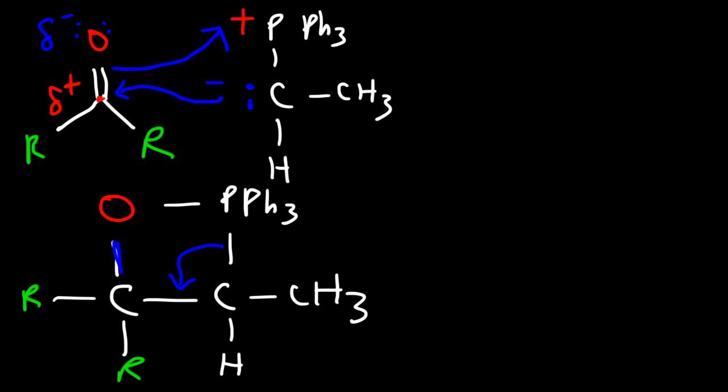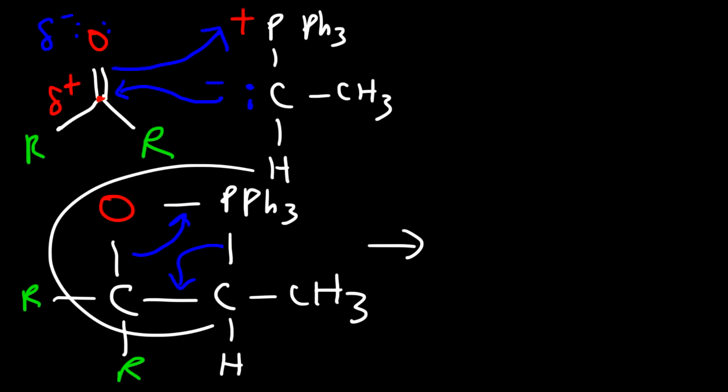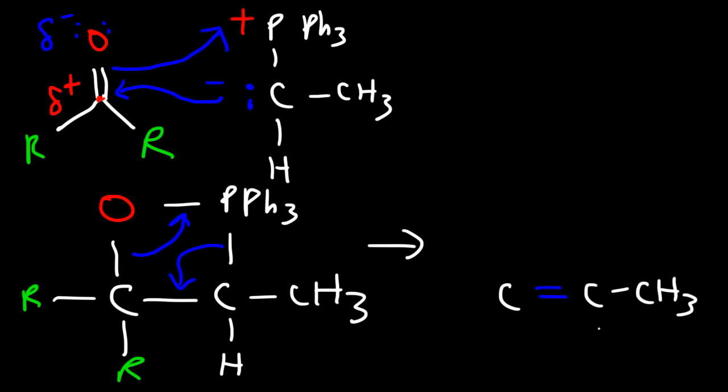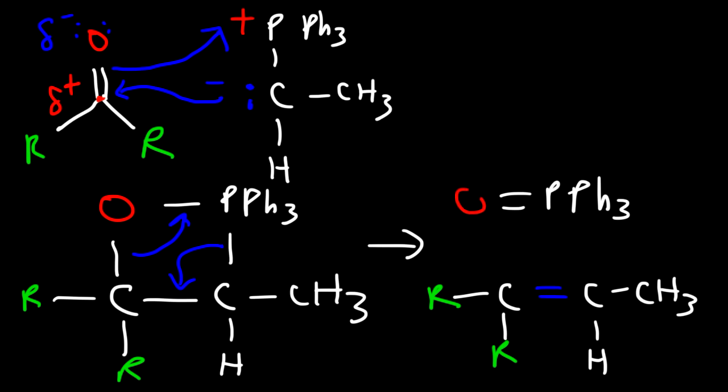Likewise, when this bond breaks, those electrons are going to go towards the more electronegative oxygen atom because oxygen is more electronegative than carbon. And so whenever a bond breaks, those electrons will tend to go towards the more electronegative atom. And so at this point, when this oxaphosphetane group breaks apart, we're going to get an alkene, which in this case looks like this. And the other side product will be triphenylphosphine oxide. And so that's the mechanism for the Wittig reaction. And so that's it.